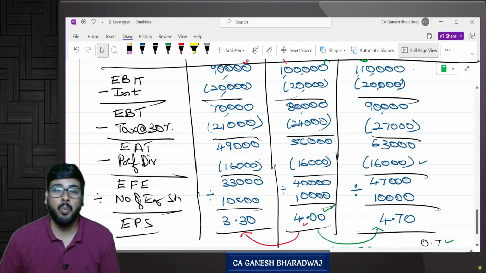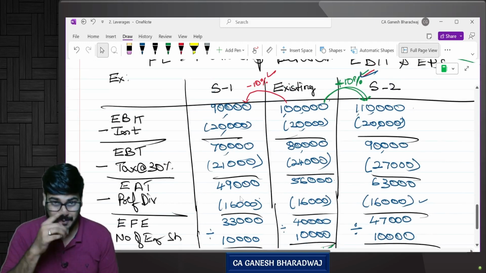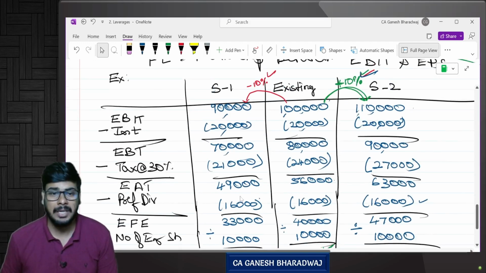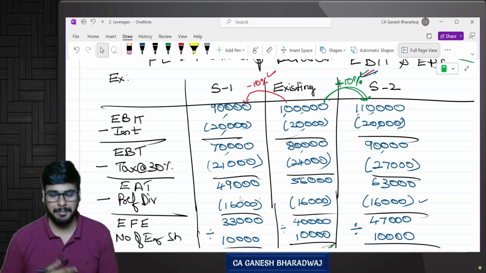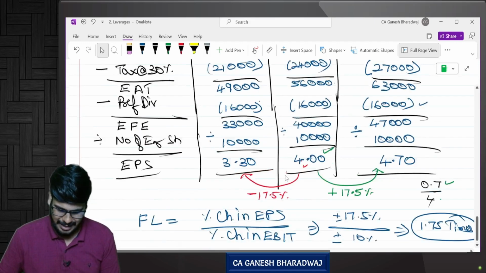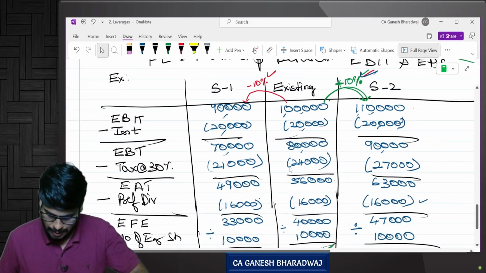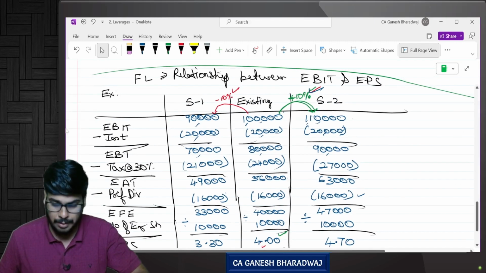Now, sir, why is this financial leverage? Why is this happening? Now, very simple. Let me just take the same figures here. One second. I think I can just copy paste it.